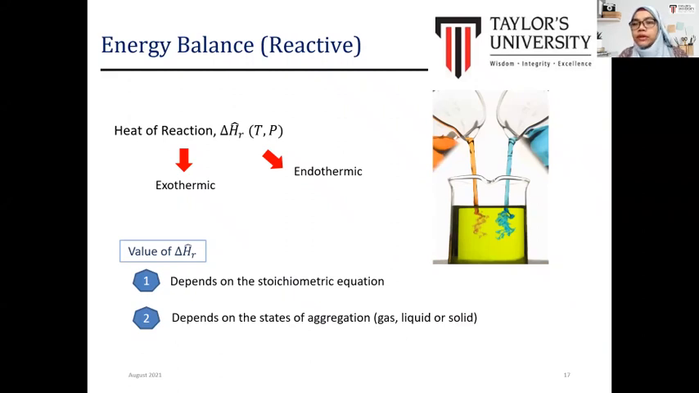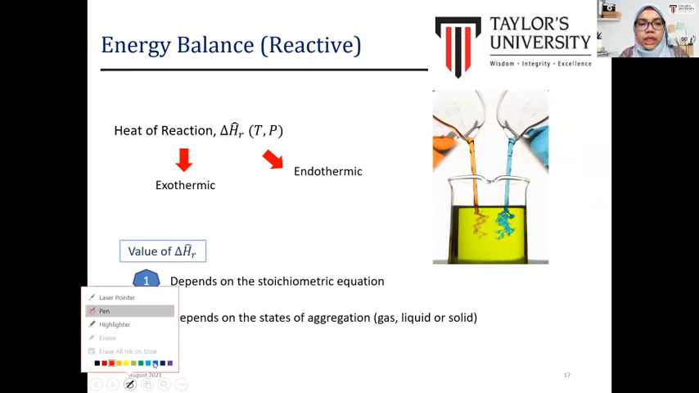So how about for the reactive system? If the system involves a reaction process, the delta H will involve the heat of reaction at constant or desired temperature and pressure. So the sign is based on exothermic and endothermic. This is the value for the exothermic.